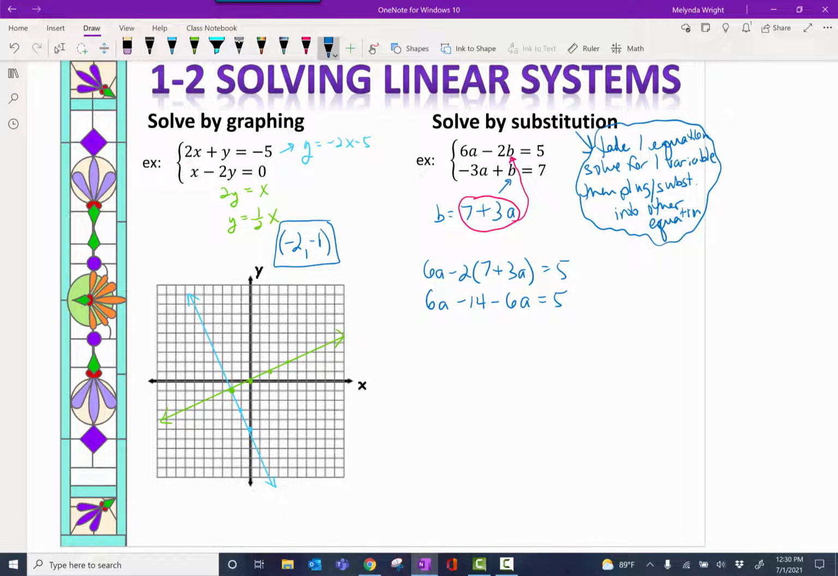Then we combine like terms. Oh, this one's a little crazy. Look, the 6a and the negative 6a go away. So I'm left with negative 14 equals 5. Let's pull back into our memories. Do you remember what it means when you're left with an untrue statement? Is it true that negative 14 is the same as 5? Well, no, that is not true. And what that means is that this particular system has no solution.